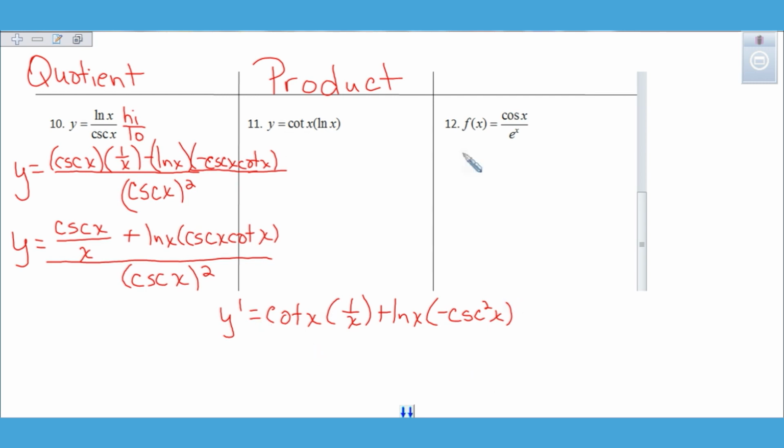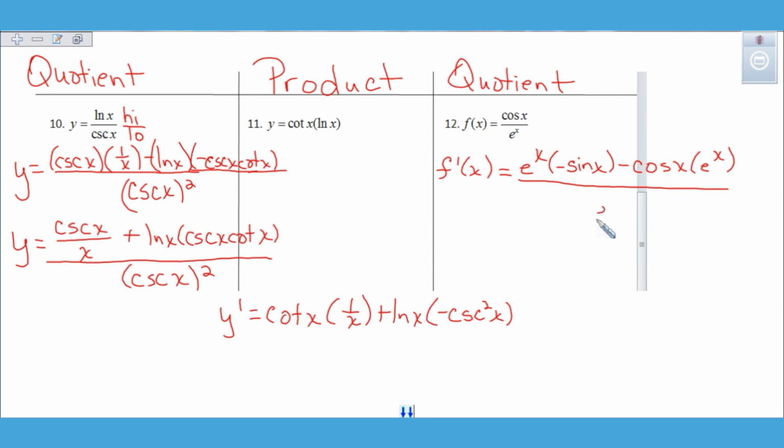Done. All right, so let's do the derivative of 12 real fast. It's a what? It's a division. It's a quotient rule. That's right. Quotient rule. So low D high minus high D low, because remember the derivative of e to the x itself, over low.